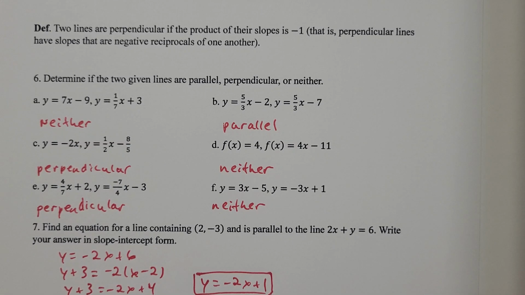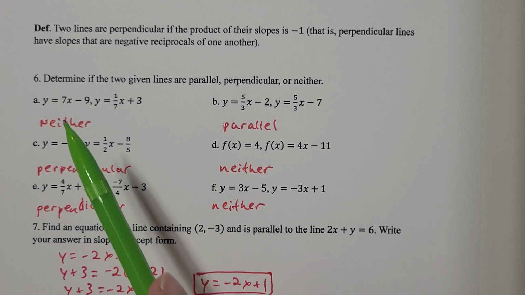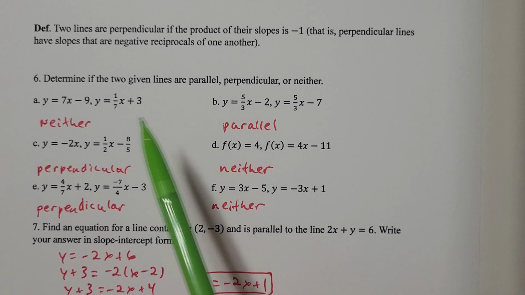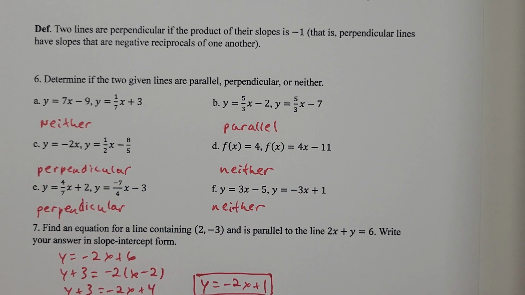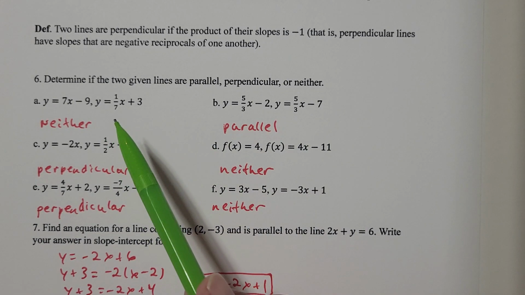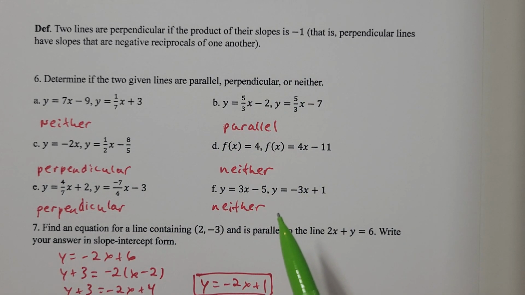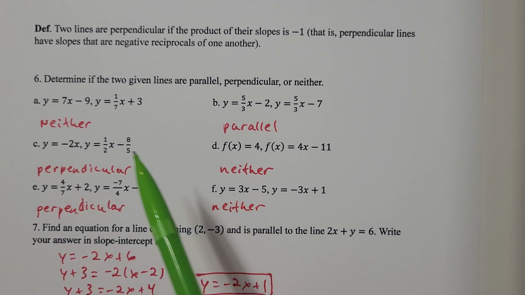Okay, part A, I got y equals 7x minus 9 and y equals 1/7 x plus 3. Well, those lines are not going to be parallel, right, because they've got different slopes. One has a slope of 7, the other a slope of 1/7. They're also not going to be perpendicular because the slopes are not negative reciprocals of each other. They're reciprocals, not negative reciprocals. So if I take 7 times 1/7, I don't get -1. Okay? So that would be neither.